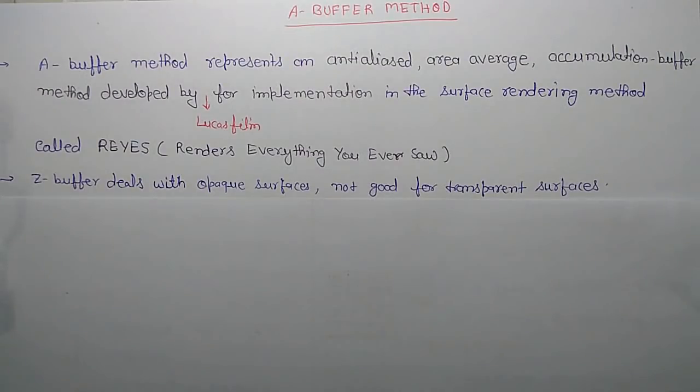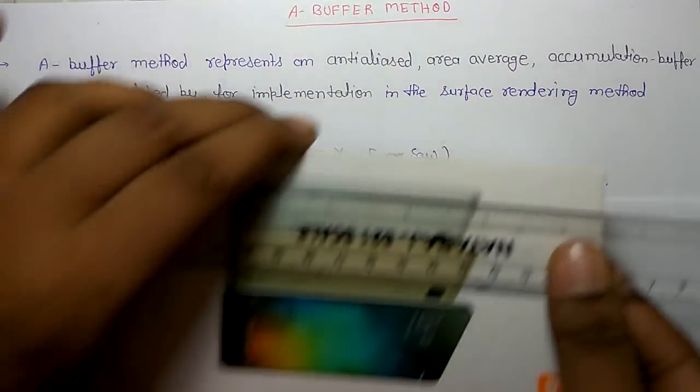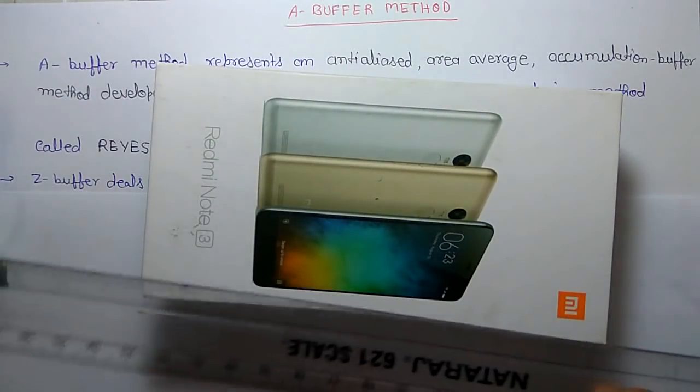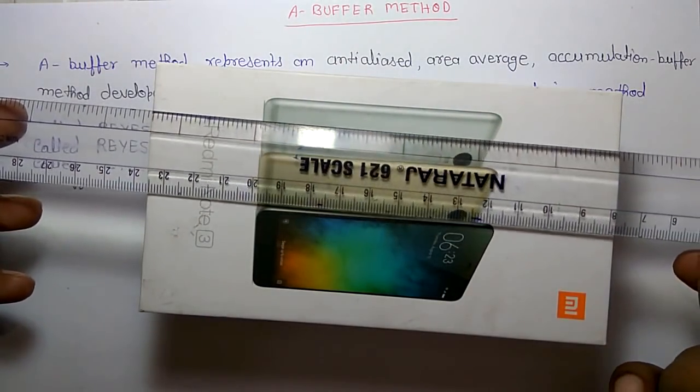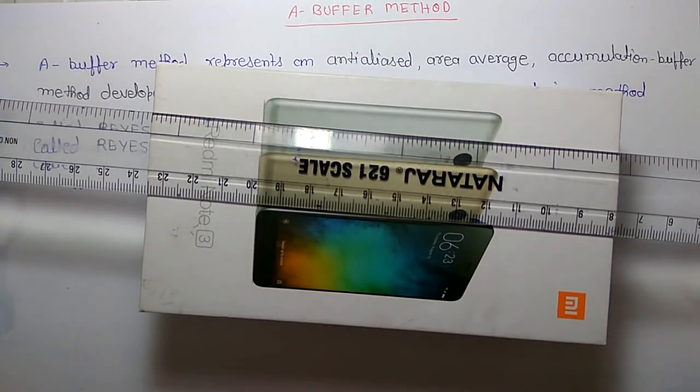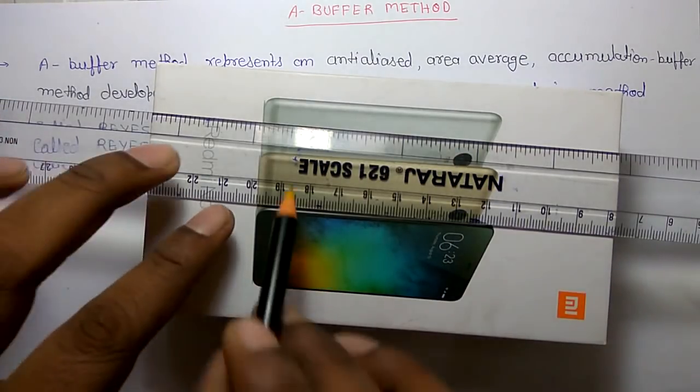Today we are going to learn the A-buffer method. This is the extension of the Z-buffer method. But the drawback in the Z-buffer method is, for example, this is the image and there is some transparent object also on that image. So how can we draw these two?